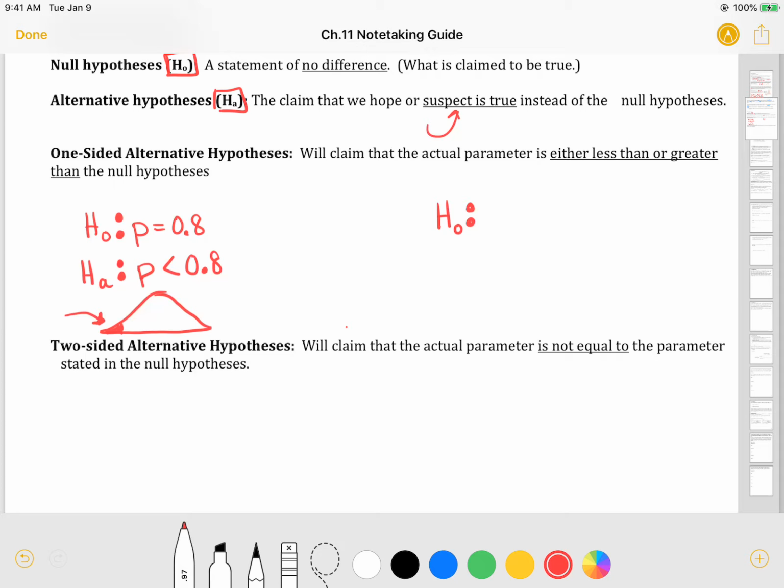Now, if you know anything about basketball, Curry's a pretty darn good player, and maybe he's just kind of a modest and humble guy, and he's like, yeah, I'm an 80% free throw shooter. So our null is going to be P is 0.8. Now, if you know anything about basketball, you are going to doubt that claim because you know how good Curry is. So your alternative, what you suspect is true, is that he is actually better than that. So our alternative hypothesis is that P is greater than 0.8, okay?